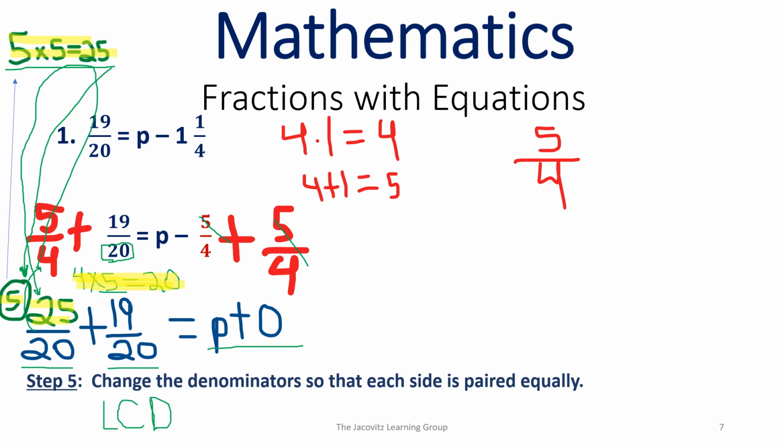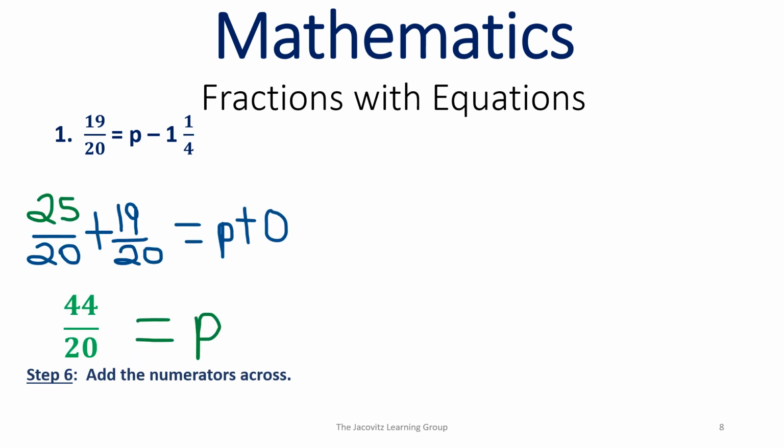Now you have 25 over 20 plus 19 over 20. Your problem's almost done. So when you add this 25 plus this 19, 9 and 5 is 14, carry your 1, it's 3, and there's 44. And you keep your denominator the same, so it's 44 over 20.